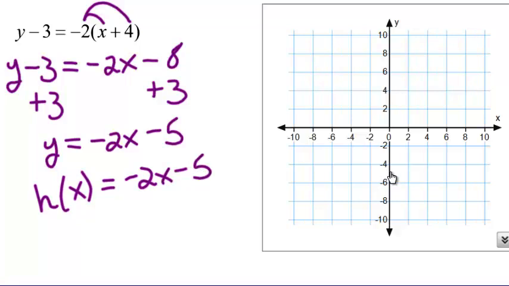So I have a y-intercept here of negative 5. Slope of negative 2, so remember that's negative 2 over 1. So I'm going to go down 2 and over 1. So the line looks something like this. Okay, remember, positive slope goes upward from left to right. Negative slope, like this one, goes down.